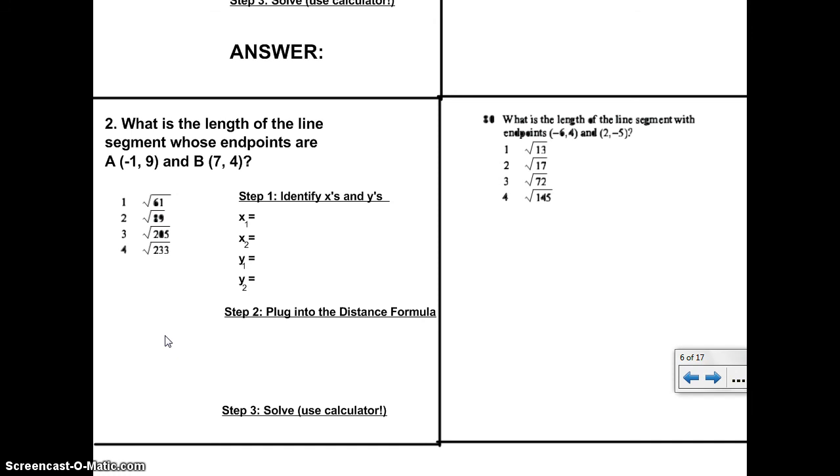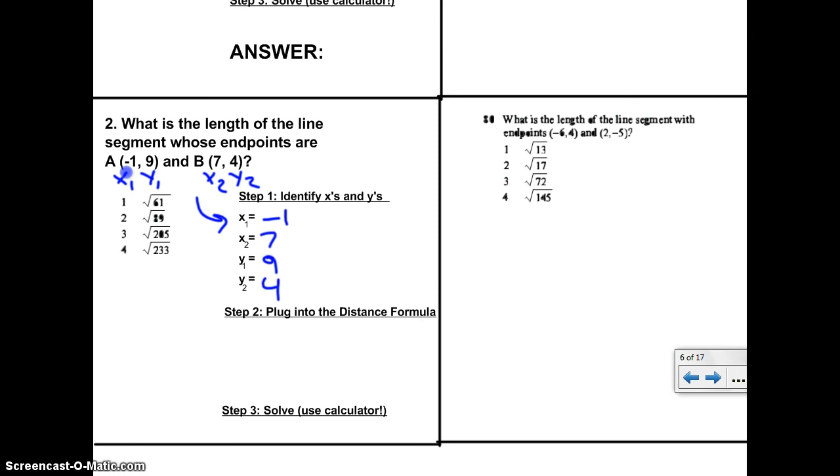So once again, what is the length of the line segment whose endpoints are given? So you're finding the distance. Whenever you see that length of a line segment, it's your distance formula. So we'll do the same thing we've been doing: x1, y1, x2, y2. We'll transfer that information over here. So x1 is -1, x2 is 7, y1 is 9, and y2 is 4.